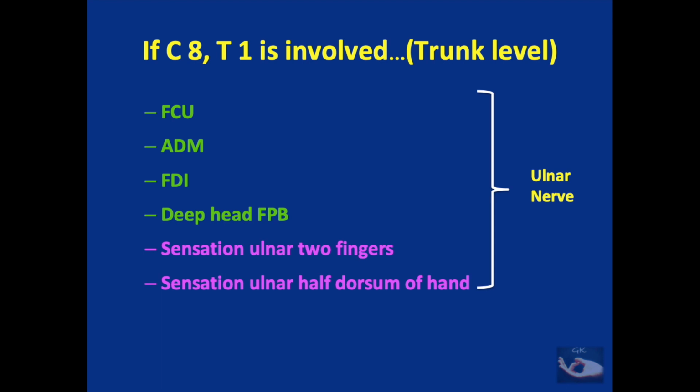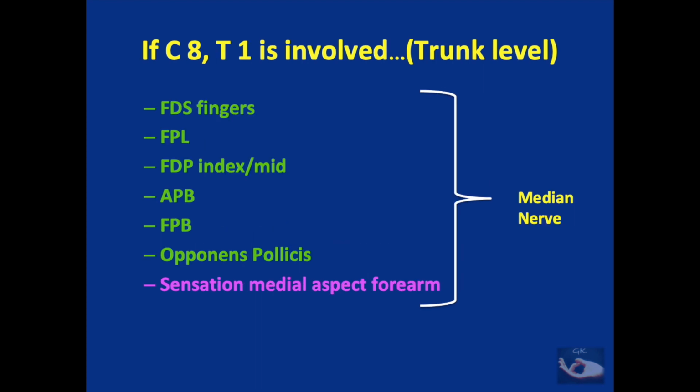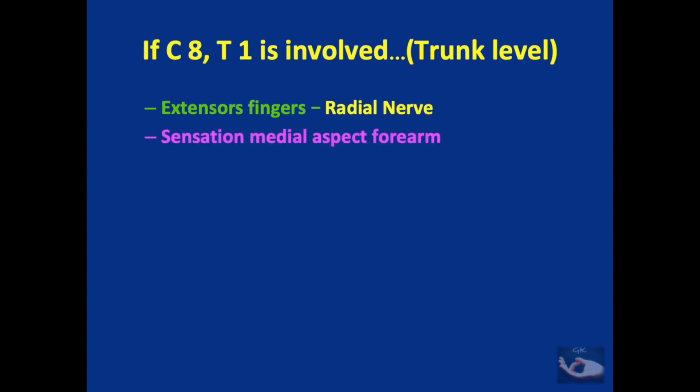If the C8 and T1 are involved at the truncal level, the flexor carpi ulnaris, abductor digiti minimi, first dorsal interosseous, deep head of the FPB, sensation of the ulnar two fingers and sensation on the ulnar half of the dorsum of the hand are involved through the ulnar nerve. Likewise, through the median nerve, the FDS of the fingers, the FPL, the FDP of the index and middle, the abductor pollicis brevis, flexor pollicis brevis and the opponens pollicis are affected, along with loss of sensation on the lateral aspect of the hand. There is also a minimal loss of the extensors of the fingers due to the involvement of fibers to the radial nerve, and loss of sensation on the medial aspect of the forearm.